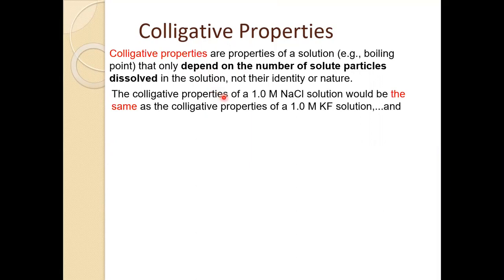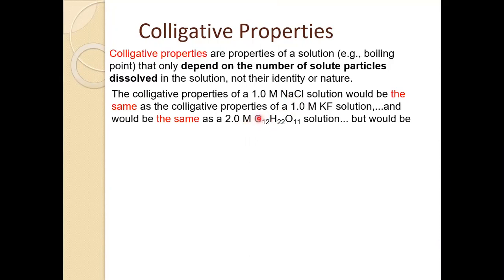What we'd find and what we'd learn is that the colligative properties of a 1 molar sodium chloride solution would in fact be the same as the colligative properties of a 1 molar potassium fluoride solution. Well, maybe that makes sense because they're both 1 molar solutions, so maybe that's our answer to why they have the same colligative properties. But these same colligative properties for the sodium chloride and potassium fluoride solution would also be the same for a 2 molar sugar solution or 2 molar sucrose solution.